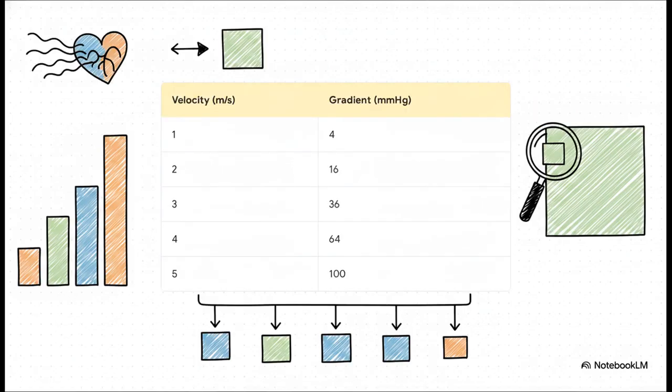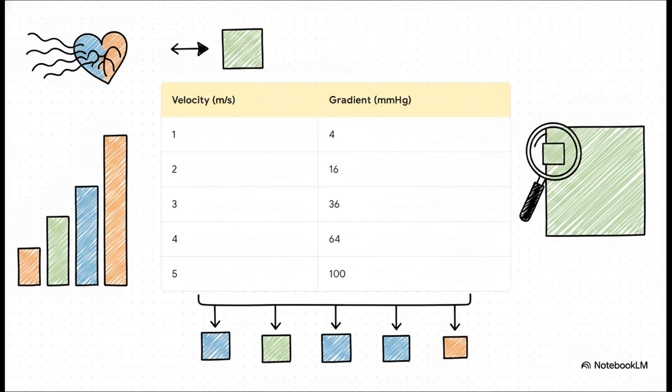Now, take a look at this. This brilliantly illustrates what we like to call the power of squares. Because velocity is squared in our equation, even a tiny little bump in velocity creates a massive exponential leap in the pressure gradient. Check out how this plays out in the numbers. A velocity of 1 meter per second gives you a tiny gradient of 4. But if you just double that velocity to 2 meters per second, the gradient quadruples to 16. Push it up to 4 meters per second, and bam, suddenly you're looking at a gradient of 64.